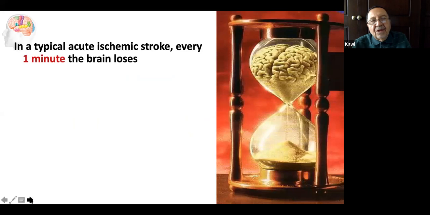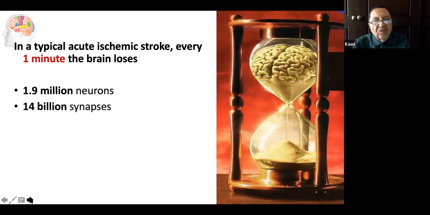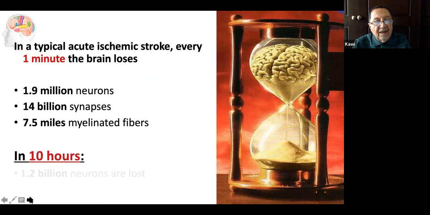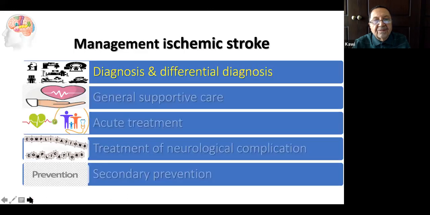In a typical acute ischemic stroke, time is brain. So 1 minute of ischemia causes the brain to lose 1.9 million neurons, 14 billion synapses, and 7.5 miles of myelinated fibers. Very large numbers. And within 10 hours, 1.2 billion neurons are lost.